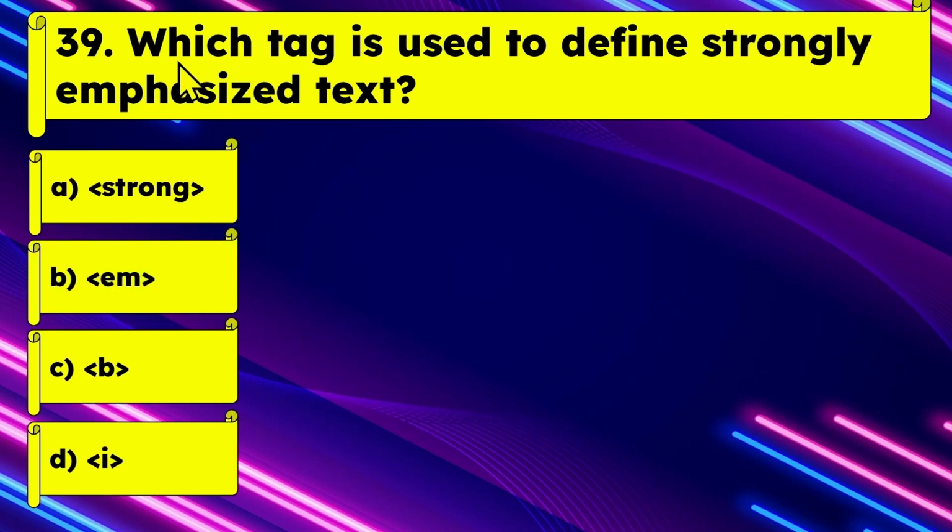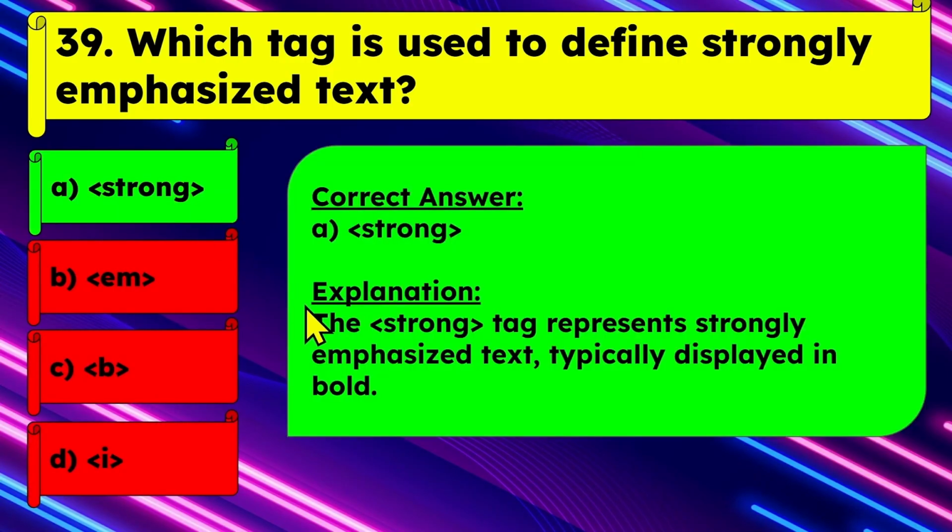Our next question is, which tag is used to define strongly emphasized text? Option A strong tag, option B EM tag, option C V tag, or option D I tag. So here the correct answer is option A. As you can see, the strong tag represents strongly emphasized text typically displayed in the bold.